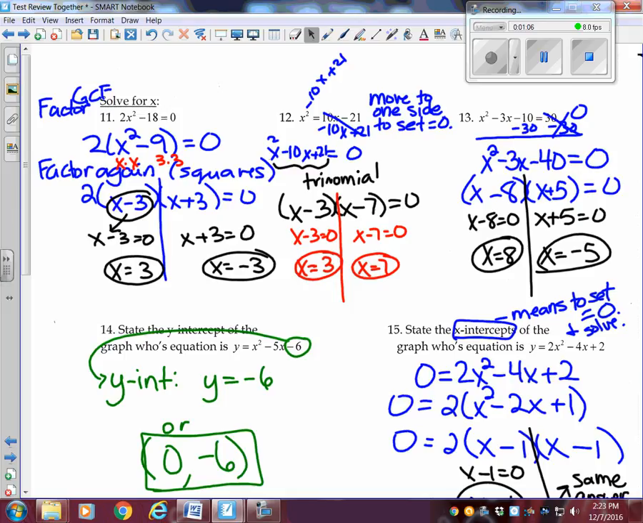Number 11, 12, 13 say solve. Here's all of the work to solve. When it says solve, that means you're looking for an answer for x. There's always a possibility of 2 answers for x.